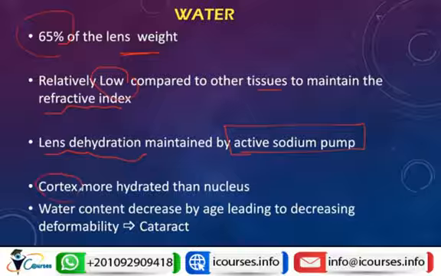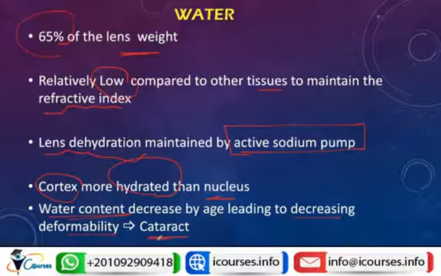Since the cortex is located more outside, near the vitreous and the aqueous, it is more hydrated than the nucleus. And as we get older, the water content decreases, leading to decreasing deformability, leading to cataract. So this is one of the mechanisms of cataract formation.